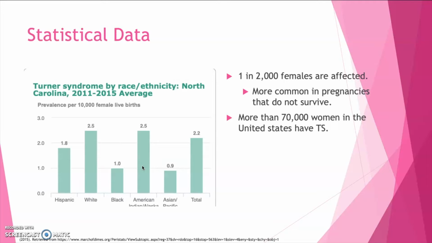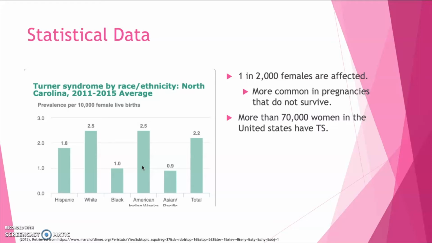One in 2,000 females are affected by Turner syndrome, and it is more common in pregnancies that do not survive. An example would be a miscarriage or stillbirth. In North Carolina, Caucasians are as susceptible to Turner syndrome as American Indians, at an average of 2.5 per every 10,000 female live births.